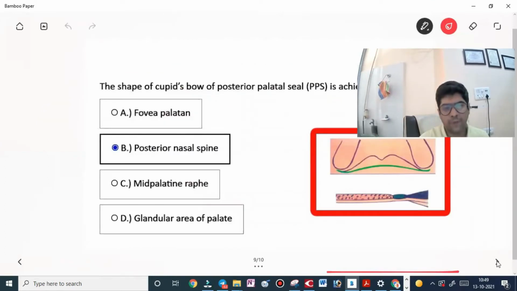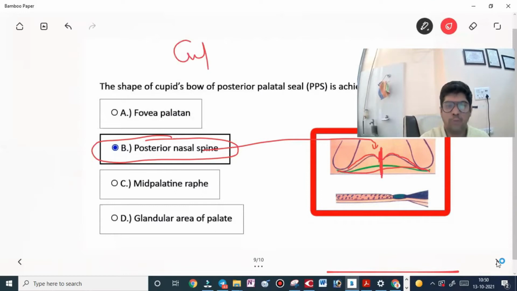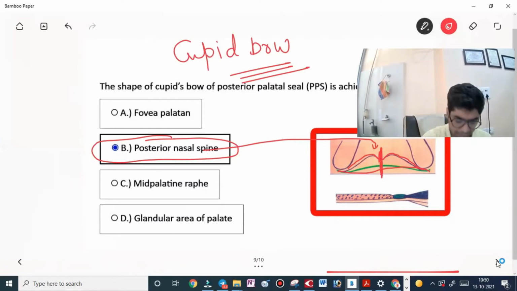Now the question: the shape of cupid bow of posterior palatal seal, it is achieved due to the posterior nasal spine. So remember, this is the anterior vibrating line, this is the posterior vibrating line. In the mid region, it narrows down. Why? Due to the projection of this posterior nasal spine. So that is why it is generally cupid bow in shape. So remember this for your examination.